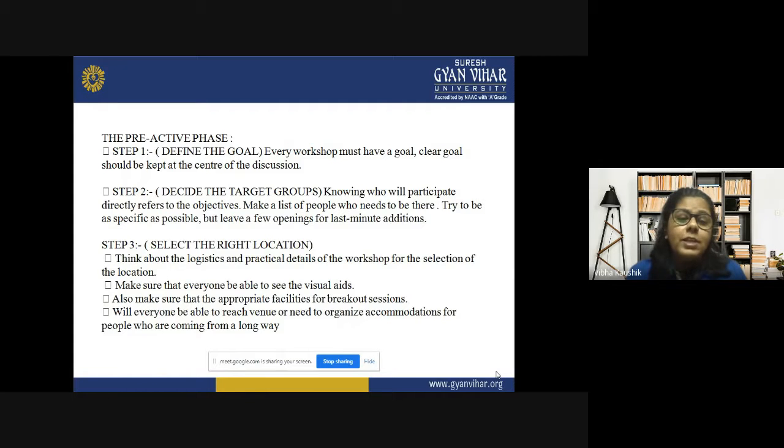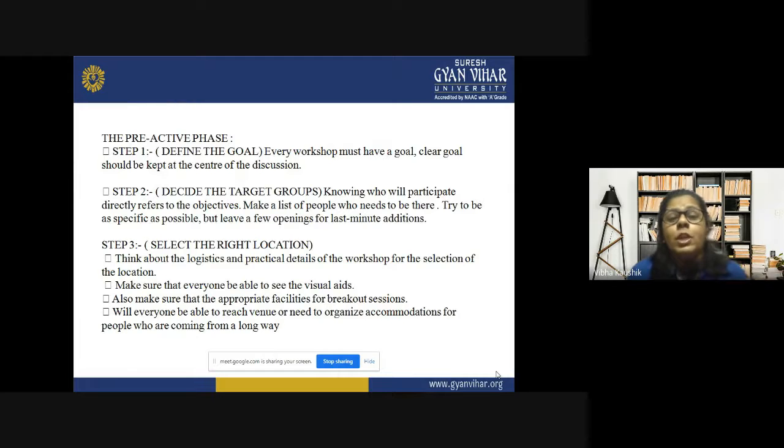It should be a place where everyone is able to see the visual aids. The projector should be placed in such a way that if a person is showing a PPT, it can be easily visible by all the people. And the venue should be such that every person whom we are calling for participating in the workshop can easily come there.